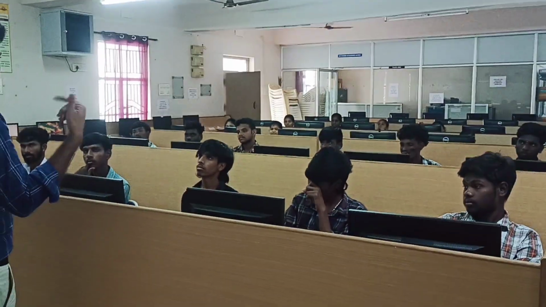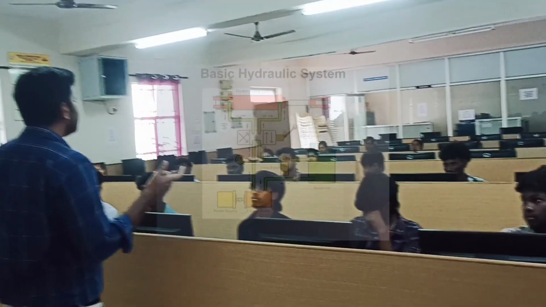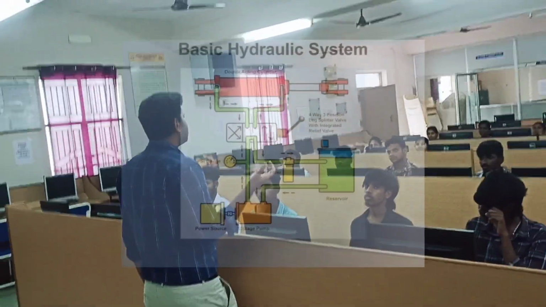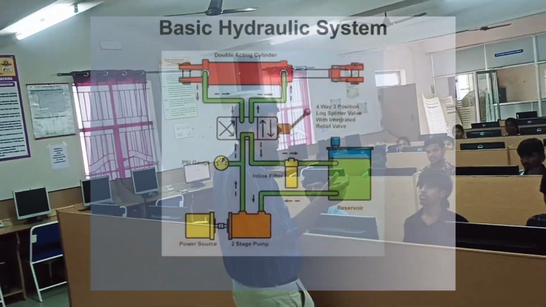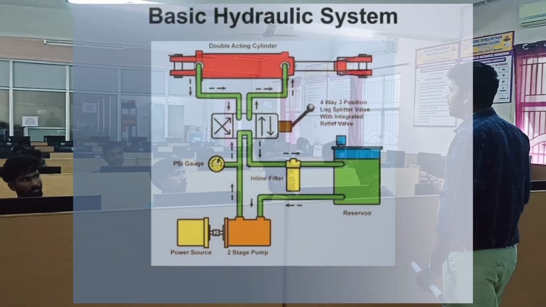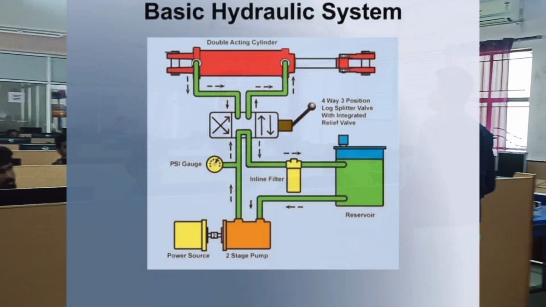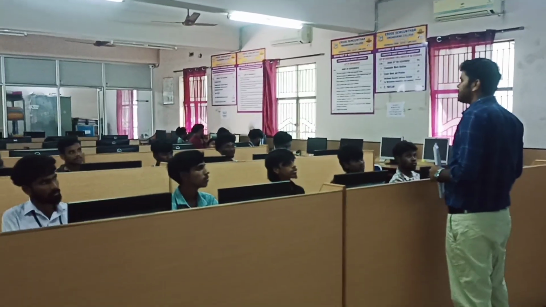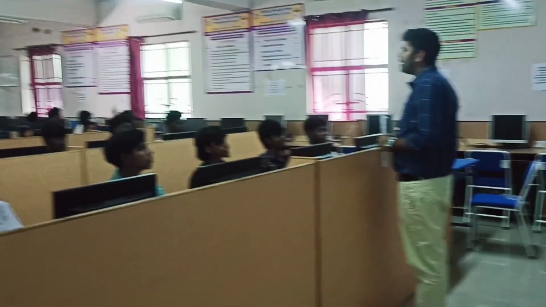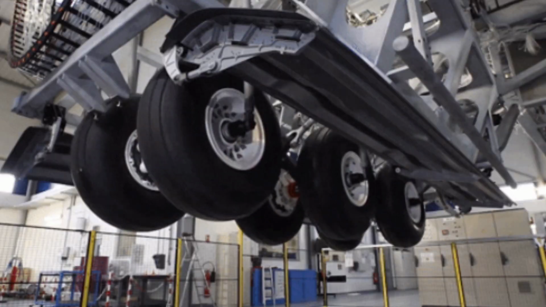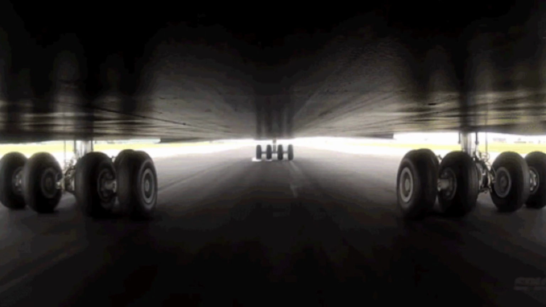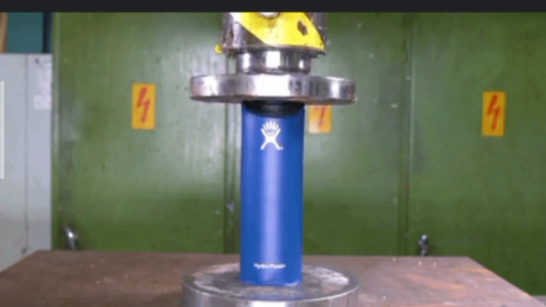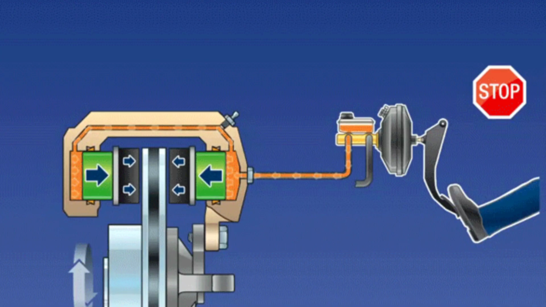The basic components of hydraulic systems are a pump to pressurize the fluid, valves to control the flow, and cylinders to generate motion. Hydraulics is used in excavators, aircraft landing gears, hydraulic presses, and vehicle braking systems.